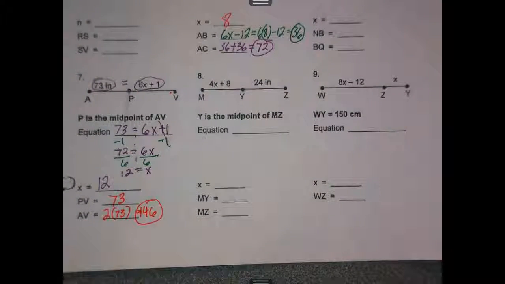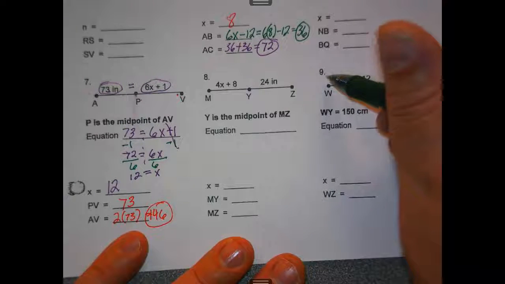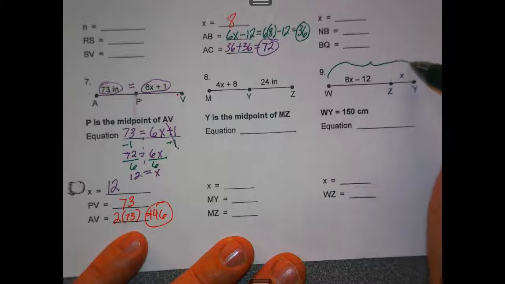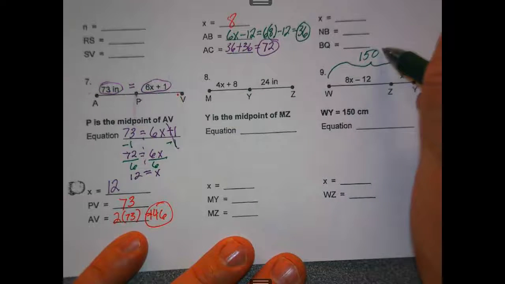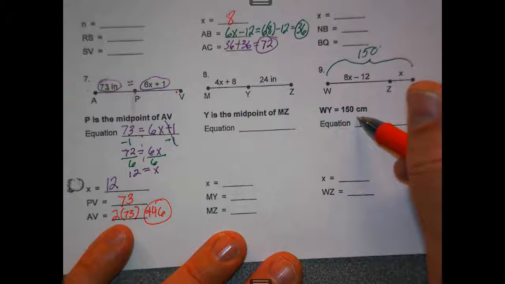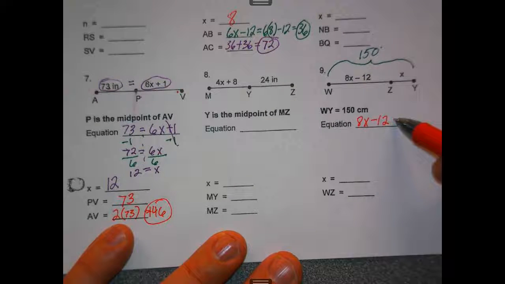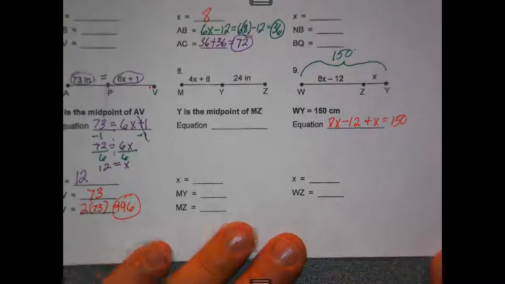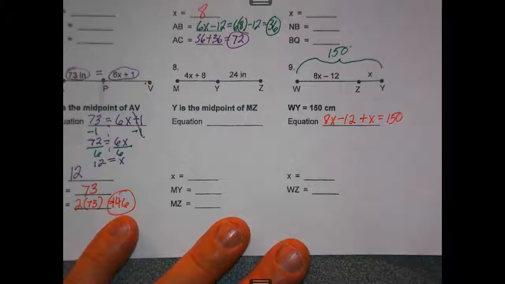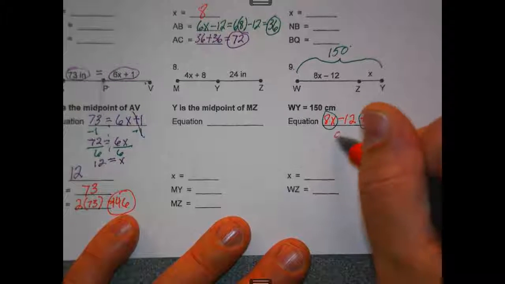Number 9. See, we don't have a midpoint, but we do have the length of the entire line segment, and that is 150. So what's my equation? Well, don't forget about this little one. Solve for x. Let's see, combine like terms. 9x.